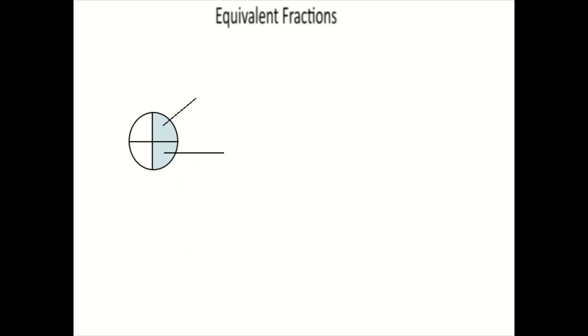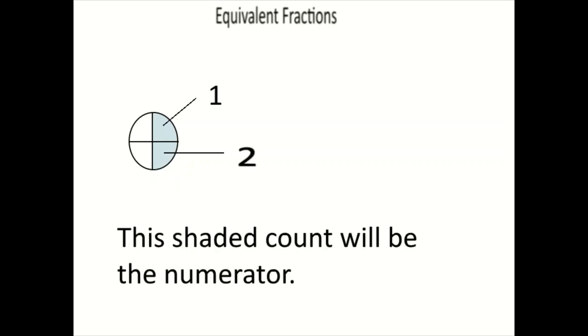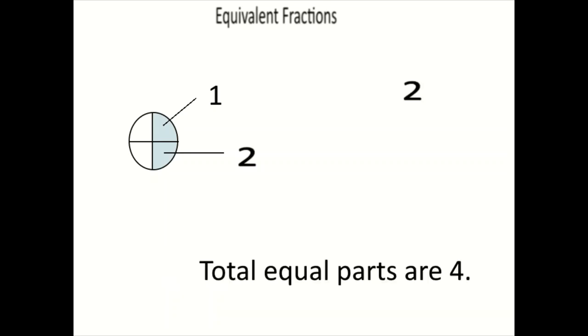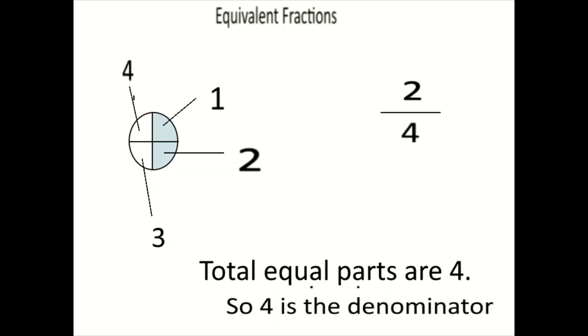Again divide the whole into equal parts. Count the shaded portions. This shaded count will be the numerator. So 2 is the numerator. Total equal parts are 1, 2, 3, 4. So 4 is the denominator.